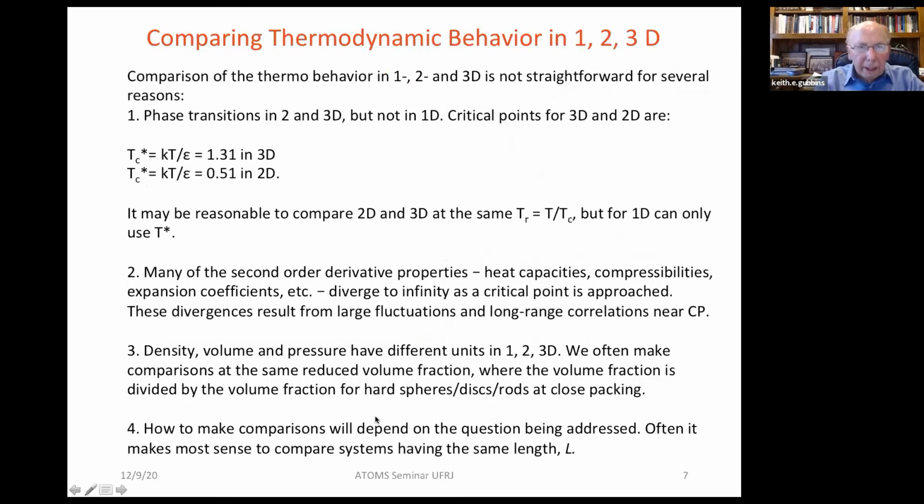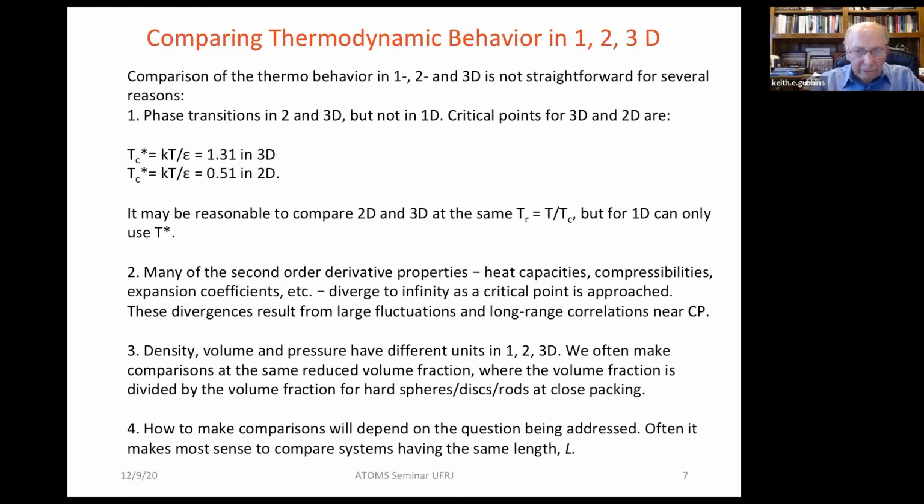Okay, so how do we compare 1, 2, and 3D? This is not an easy question to answer. There's not a single answer. How you do it depends on what your particular interest is. So some remarks here. The critical temperature goes down as we go from 3D to 2D, goes down by a lot. But we also want to know about the critical density. So how do we compare 3D and 2D at corresponding densities?